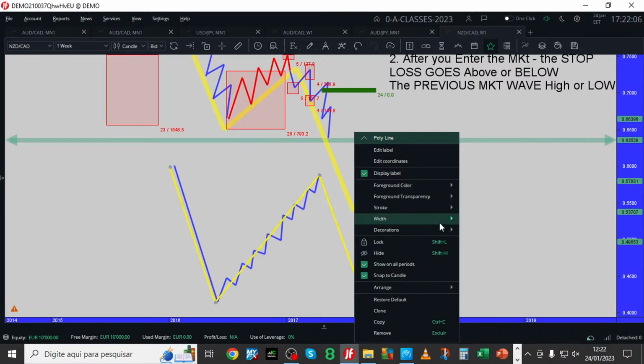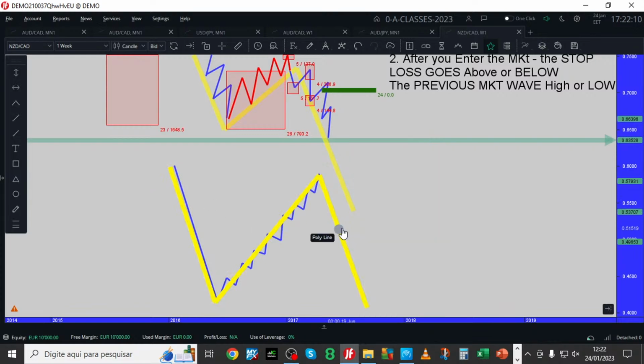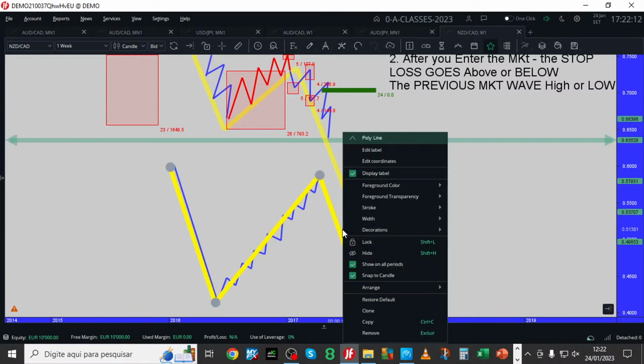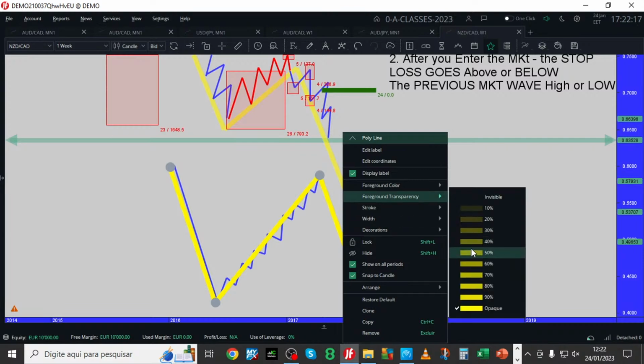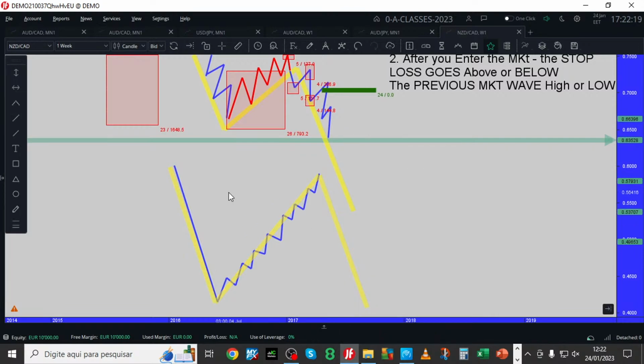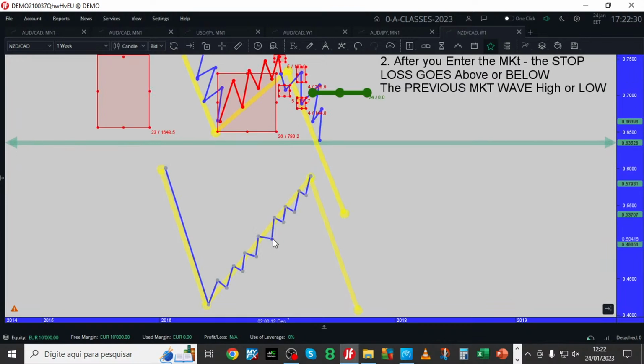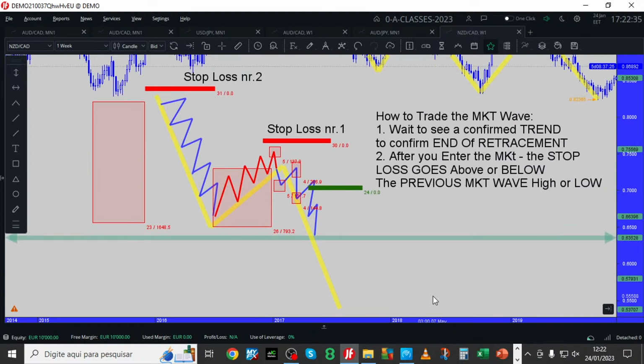Boss, I don't know how to do this. Measure. Start measuring. If this is too complicated, everybody, measure how many pips or points is our retracement and how many pips or points are in the extension. Okay, this is a deep retracement, sometimes it happens. Okay, which one is the correct stop loss? Stop loss number 1.